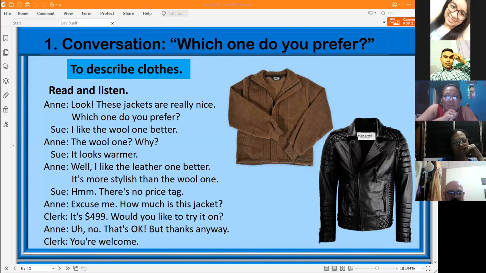Look. These jackets are really nice. Which one do you prefer? Carlos Daniel. Sorry, I like the wool one better. The wool one? Why? It looks warmer. Well, I like the leather one better. It's more stylish than the wool one. There's no price tag. Excuse me, how much is this jacket? It's $499. Would you like to try it on? No, that's okay. But thanks anyway. You're welcome.